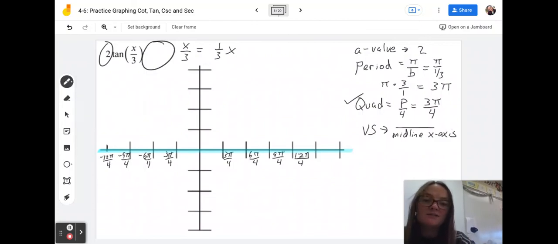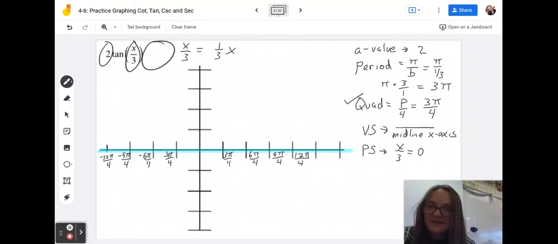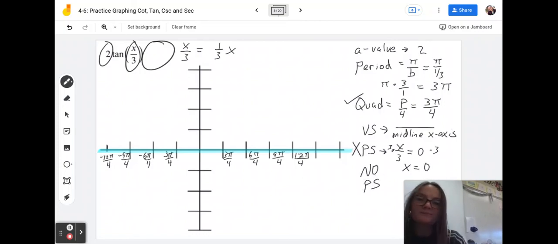Let's talk next about the phase shift. All right, so our phase shift is going to be basically when I set the inside equal to 0. So if we set x over 3 equal to 0, something divided by 3 is 0. Well, if you multiply by 3 on both sides, we get x equals 0. And so there is no phase shift. We don't have to worry about it. We can get rid of that one.